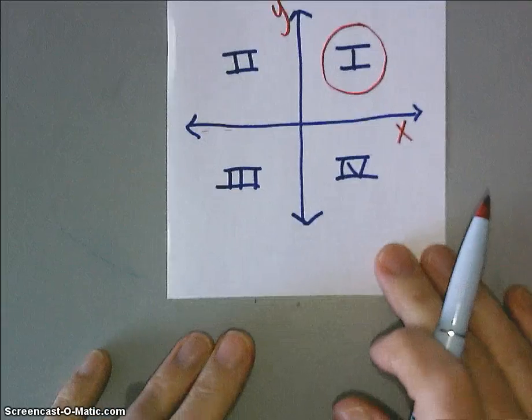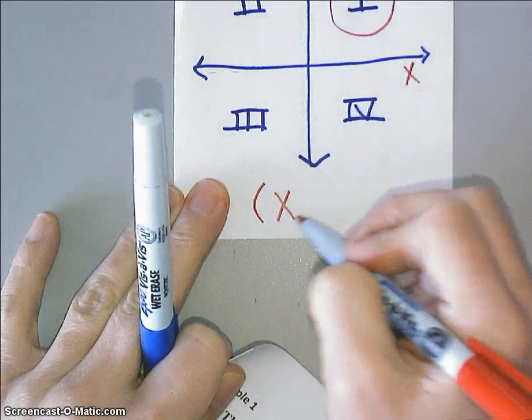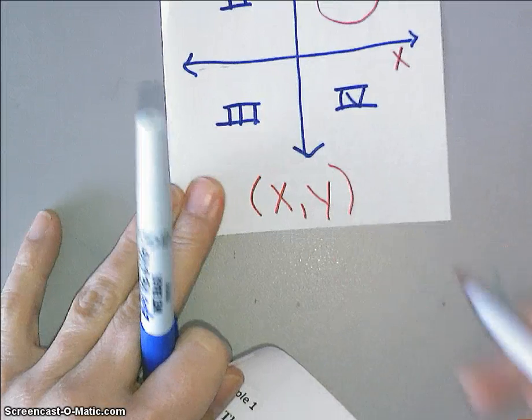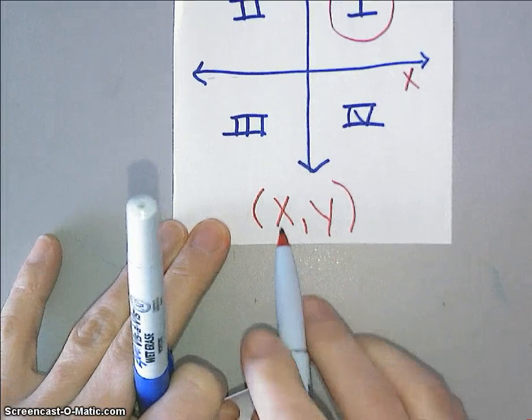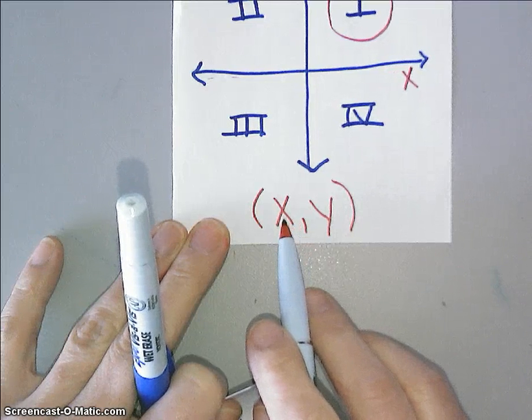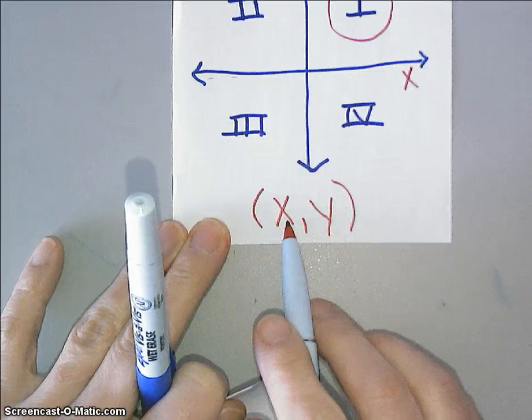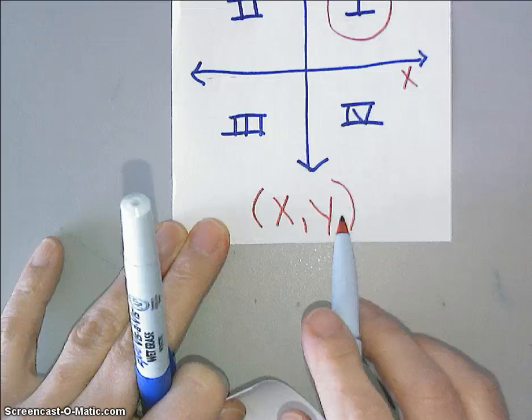What's really important to remember about the coordinate plane is that the ordered pairs we plot are in the form x, comma, y. So that means that when I'm plotting a point, I'm going to plot the x and then go to y. So I have to move to the x and then go up to the y.